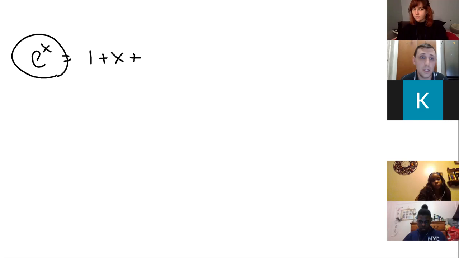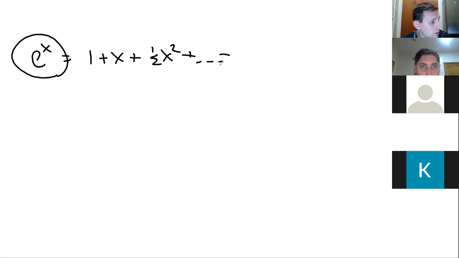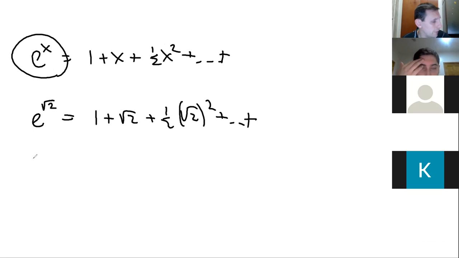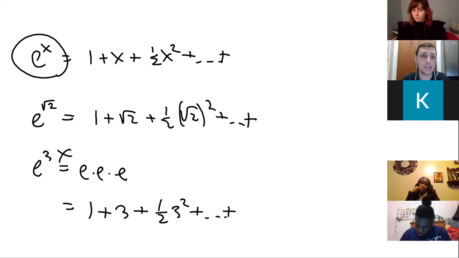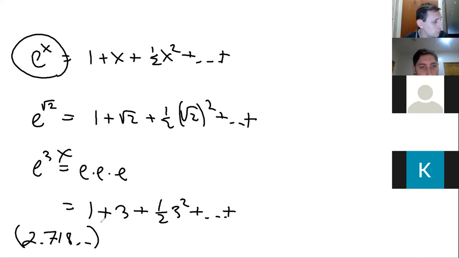For somebody who studied calculus, what does this thing mean? This simply means 1 plus x plus, forgetting about this, this symbol is almost meaningless. The fact that it's above doesn't matter. It just means to me 1 plus x plus 1/2 x squared and so on, right? And I know how to plug anything in here, any real number. So if I want to calculate e to the power of root 2, what do I say? 1 plus root 2 plus 1/2 root 2 squared and onwards. If I also want to calculate e cubed, I don't think of it as e times e times e. I rather think of it as 1 plus 3 plus 1/2 3 squared and onwards, which ends up being the same as taking 2.718 blah blah blah and multiplying it by itself 3 times. That I prove. You understand, guys?